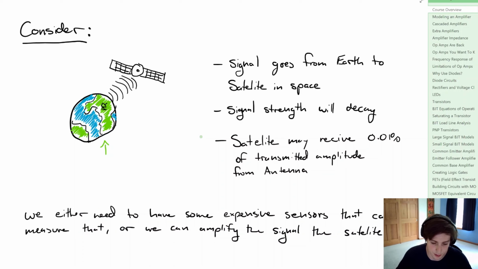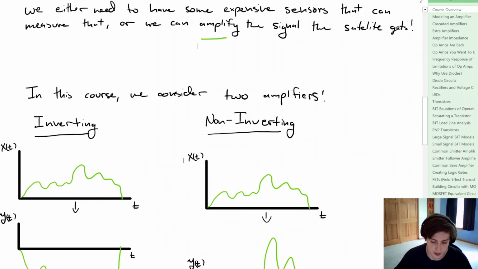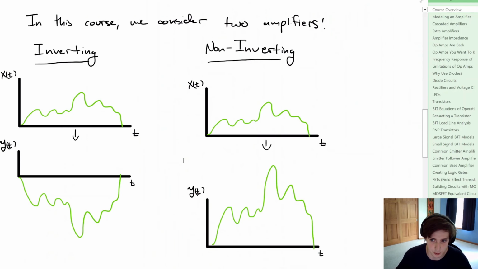And the satellite all the way out here might only receive 0.01% of the transmitted amplitude from the antenna. Now this would be an extremely weak signal, and it may even be hard for the electronics inside the satellite to determine if this was noise or a real transmitted signal. So what we need to do is amplify. But to even understand how to amplify a signal, or how to amplify anything for that matter, we really have to see what kind of amplifiers we can even have.